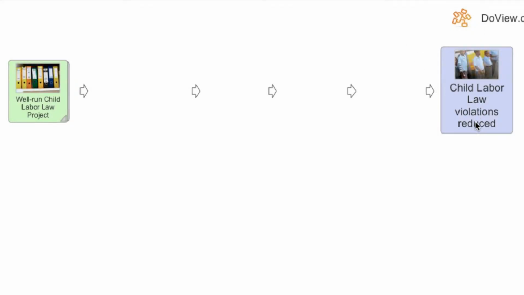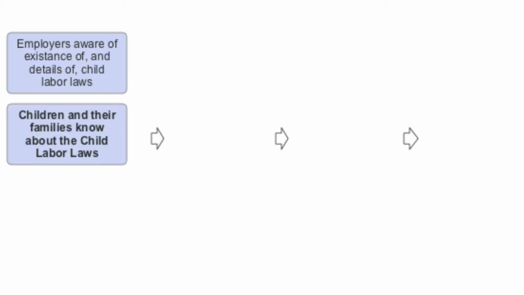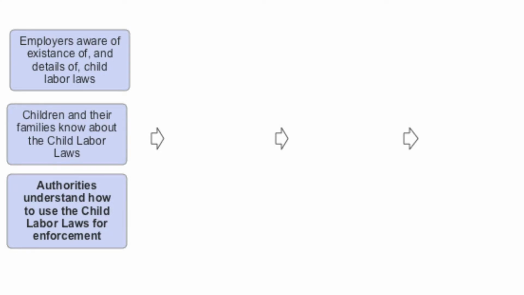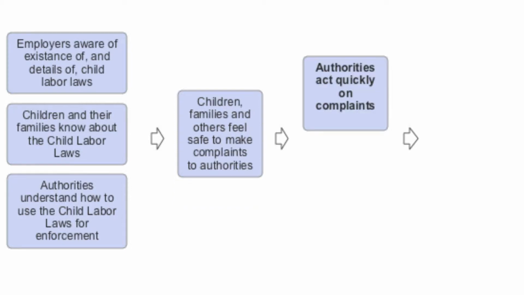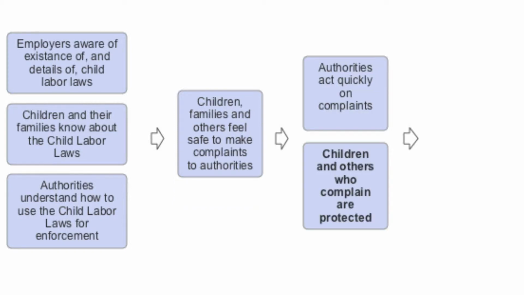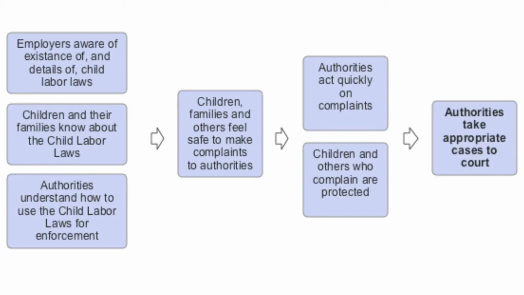we'd have things like employers aware of the existence of details of child labour laws, children and their families know about the child labour laws, authorities understand how to use the child labour laws for enforcement, children, families and others feel free and safe to make complaints to authorities, authorities act quickly on complaints, children and others who complain are protected, and authorities take appropriate cases to court. These are just some of the boxes we would have in an outcomes DoView for a program of this type.